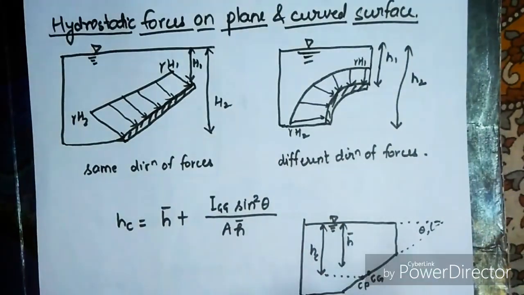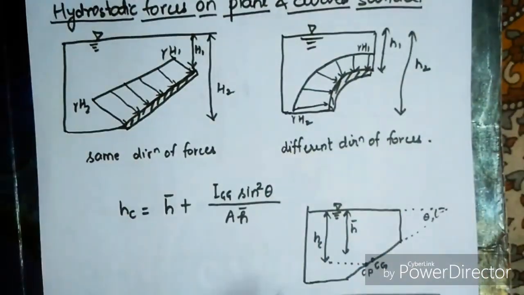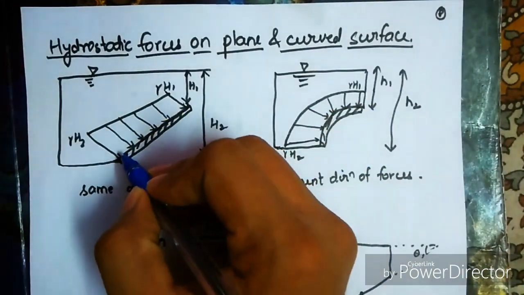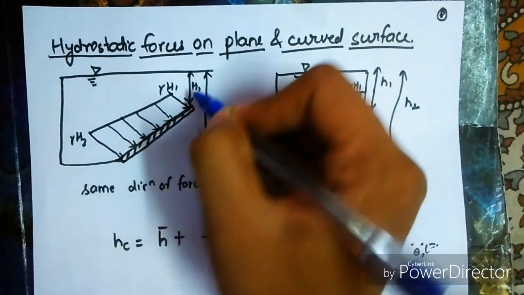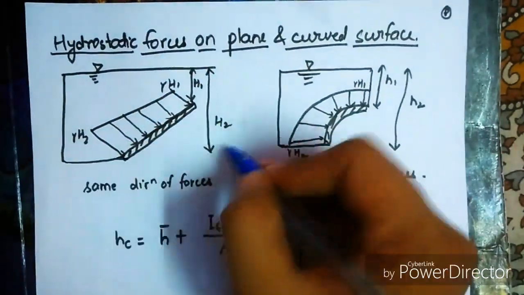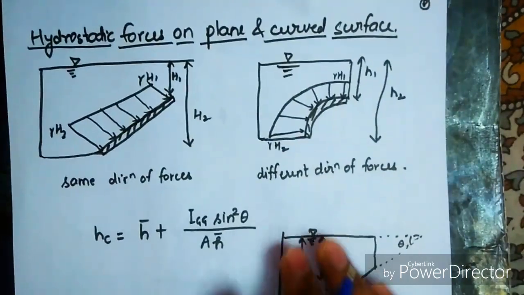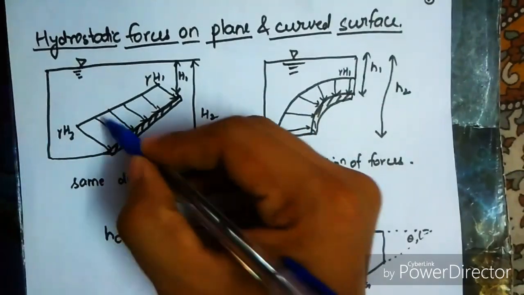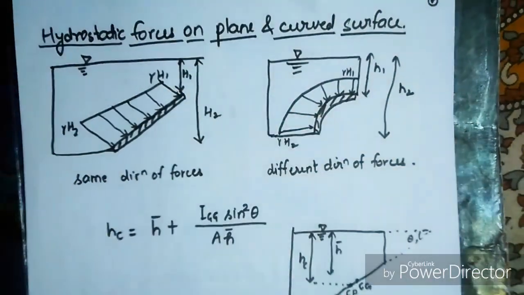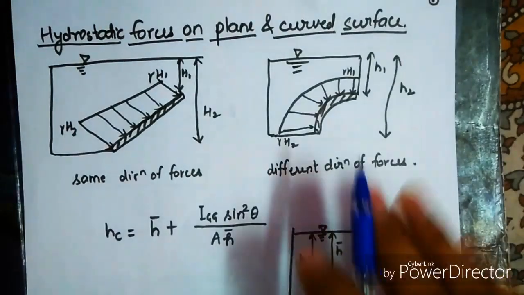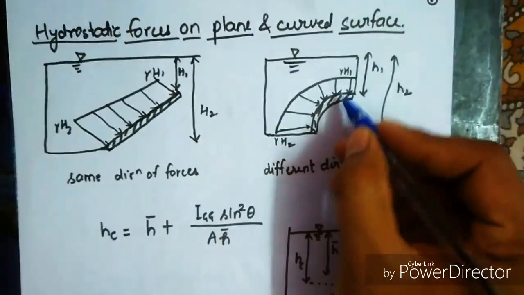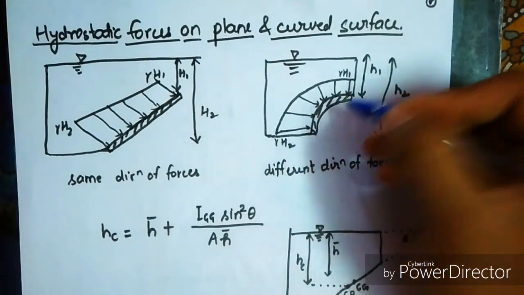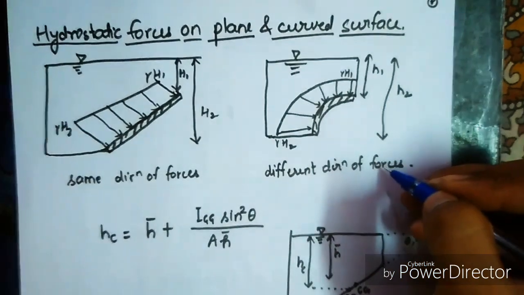Next topic is hydrostatic forces on plane and curved surfaces. Here we can see this is the plane surface. The hydrostatic force here is gamma h1 at this point because this is the h1 height, and gamma h2 at this point because this height is h2. Okay, this is a simple concept. But on the curved surface, one thing which we have to memorize is that on a plane surface the forces are in the same direction, each force parallel to each other. But in the case of the curved surface, all these forces are perpendicular to the surface of this body. So different directions of forces are here.